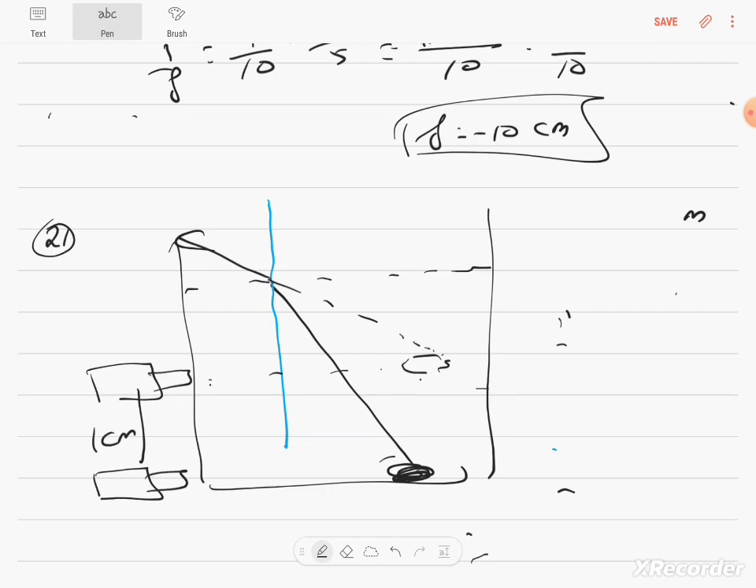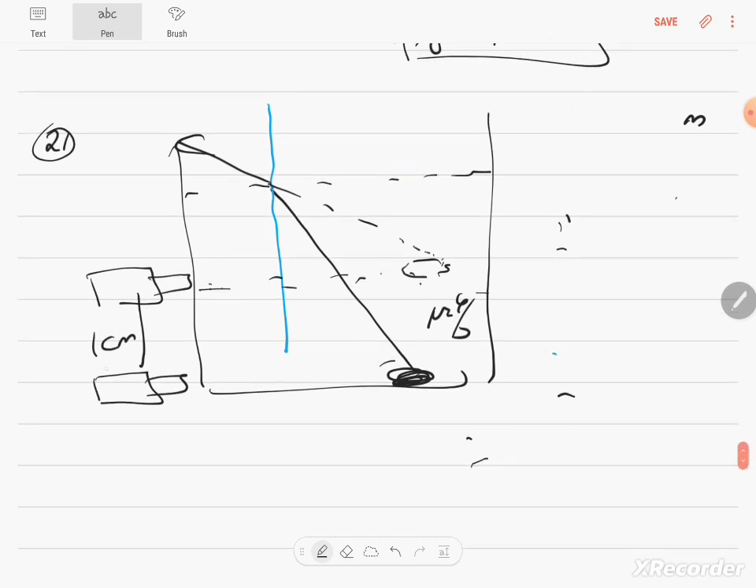So therefore, they are saying that this image has to be at the level of the microscope. That's the question. So what is the question again? The microscope is now raised by 1 centimeter. To what depth should the water be poured into the beaker so that the coin is again in focus? The refractive index of water has been given to be 4/3.